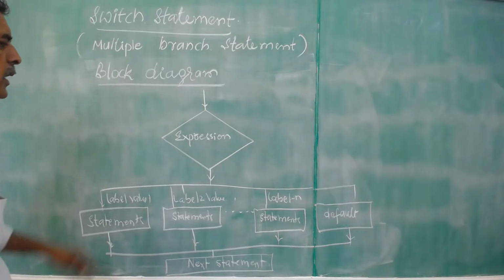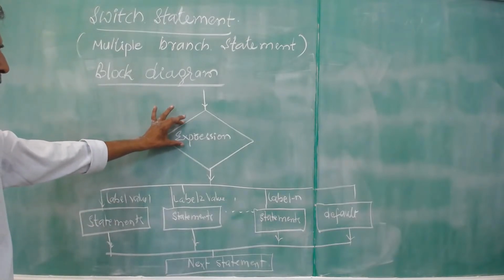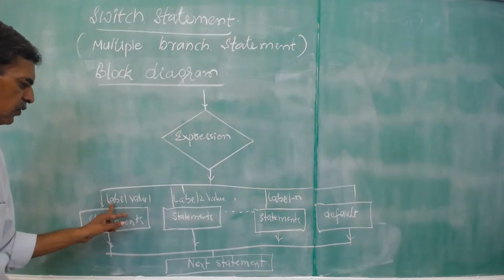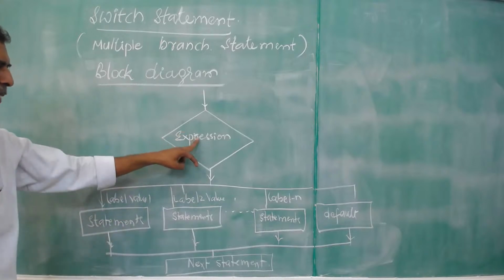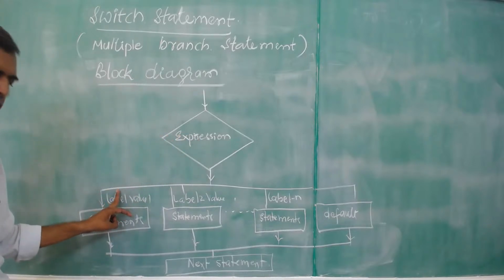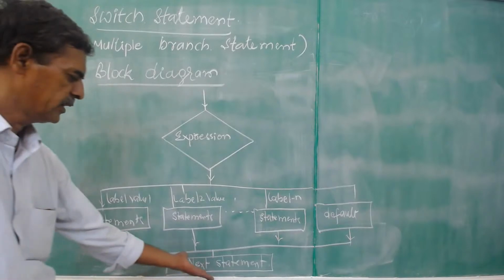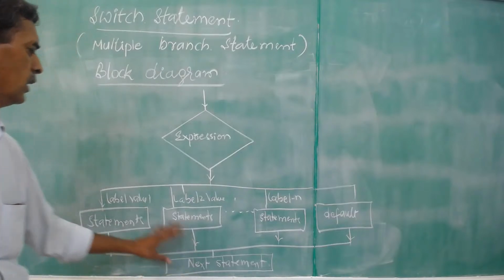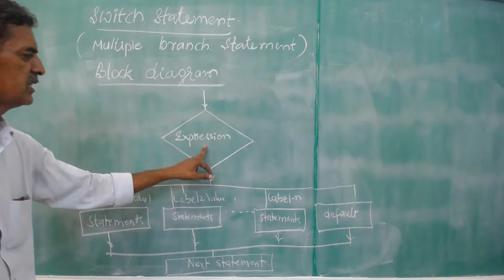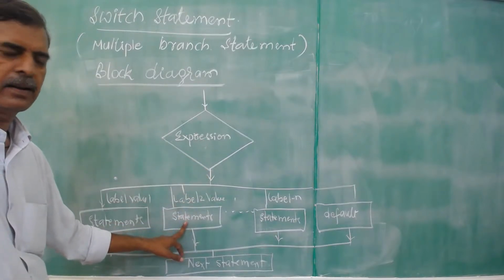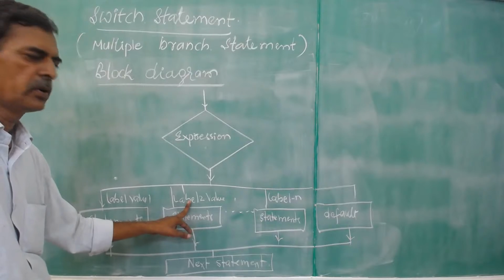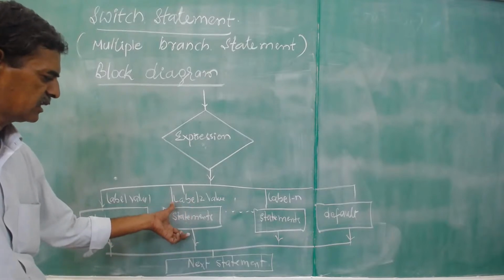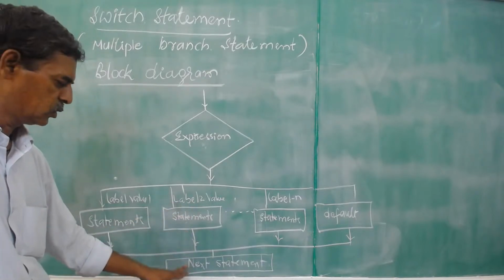Right? Here, first the expression is evaluated, and its value is compared with the value of case level 1. If there is a match between the value of this expression and case level 1, then these statements are executed, and execution breaks here and it goes to the next step. If there is no match, then the value of this expression is compared with case level 2. If there is a match between the value of this expression and case level 2, then these statements are executed and it breaks. It goes to the next statement.